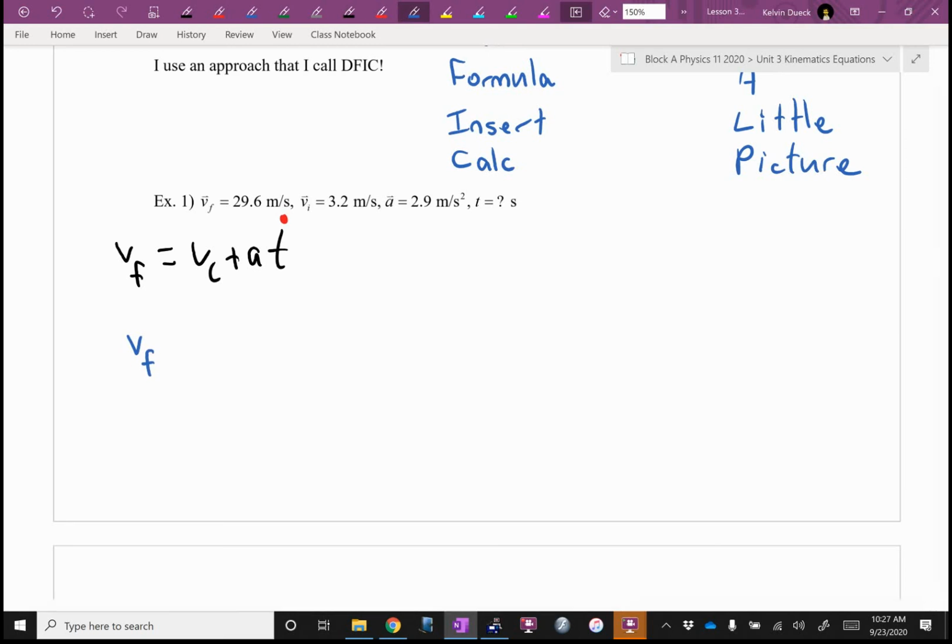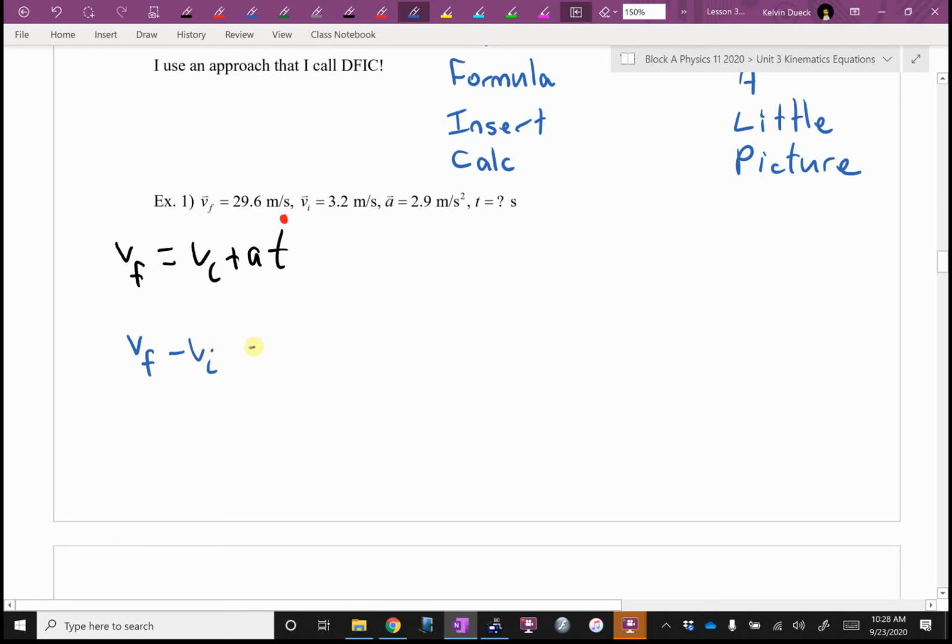What's right next to the T? What else is on the same side as the T? What's the A doing to the T? How will I move it over? What's the VI doing to the T? How will I move it over? Which one am I going to do first? Reverse BEDMAS. So I'm going to minus the VI. Write that down.